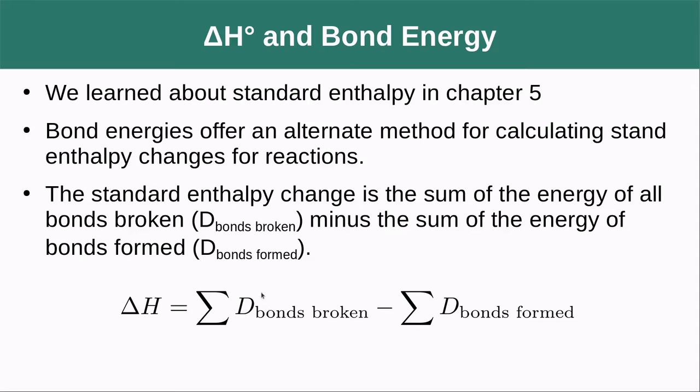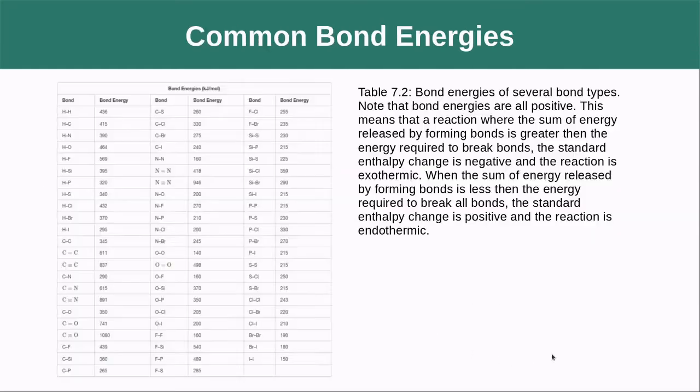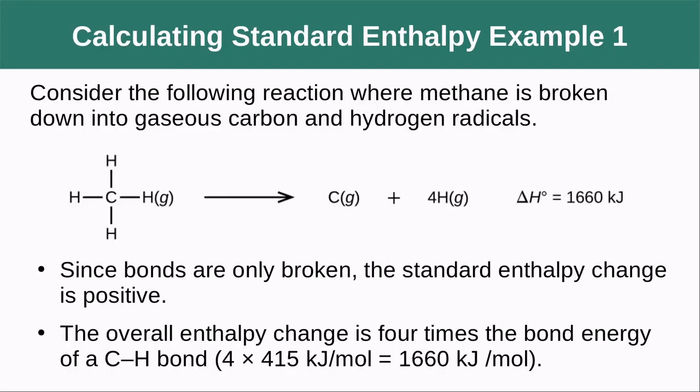And it has a very similar form where we're going to add up all the bond energies of the bonds broken. Those are positive values. And we're going to subtract out all of the bonds formed. Here are the bond energies for various different bonds. This is a table that you're going to see in your book, table 7.2, and you're going to need this guy for the homework. So you should go check that one out in the text.